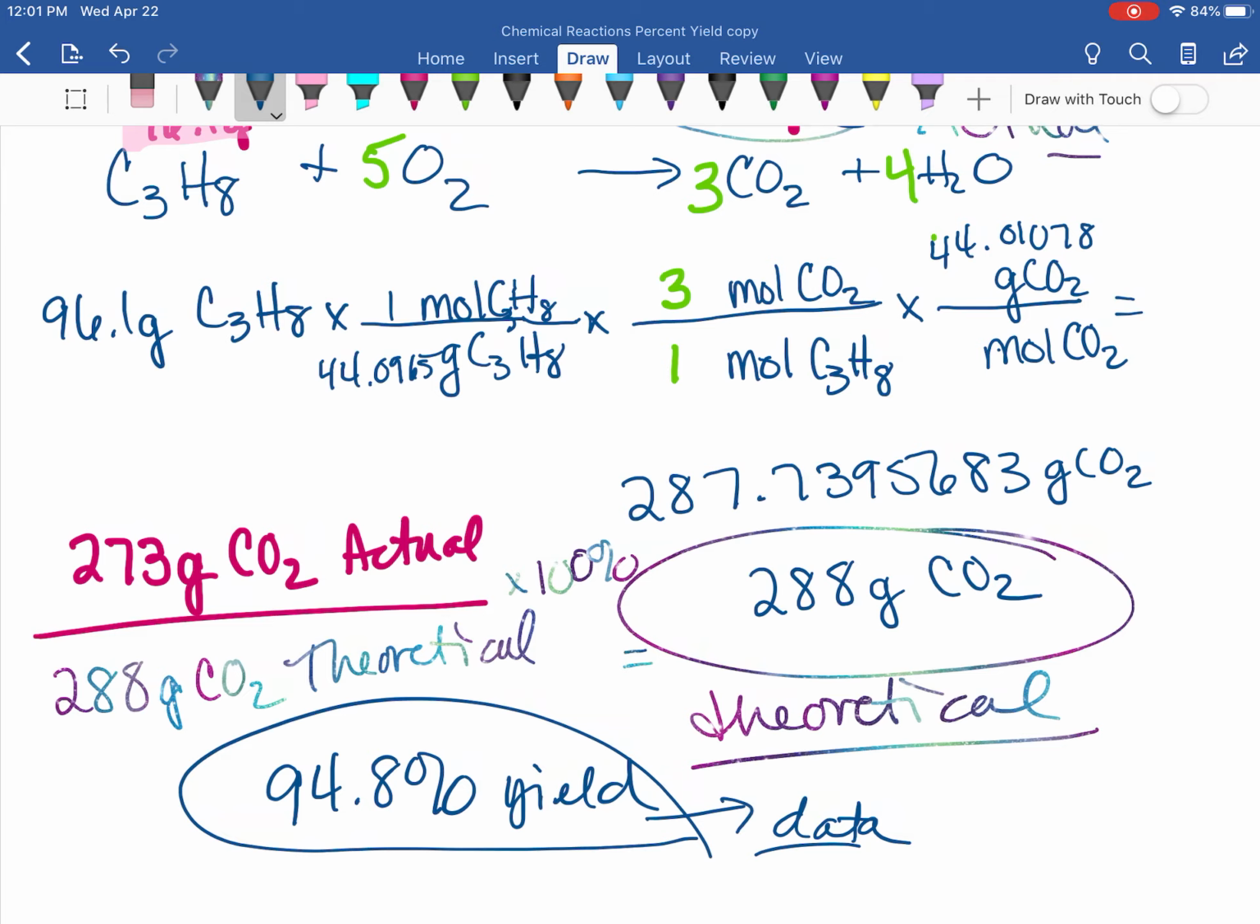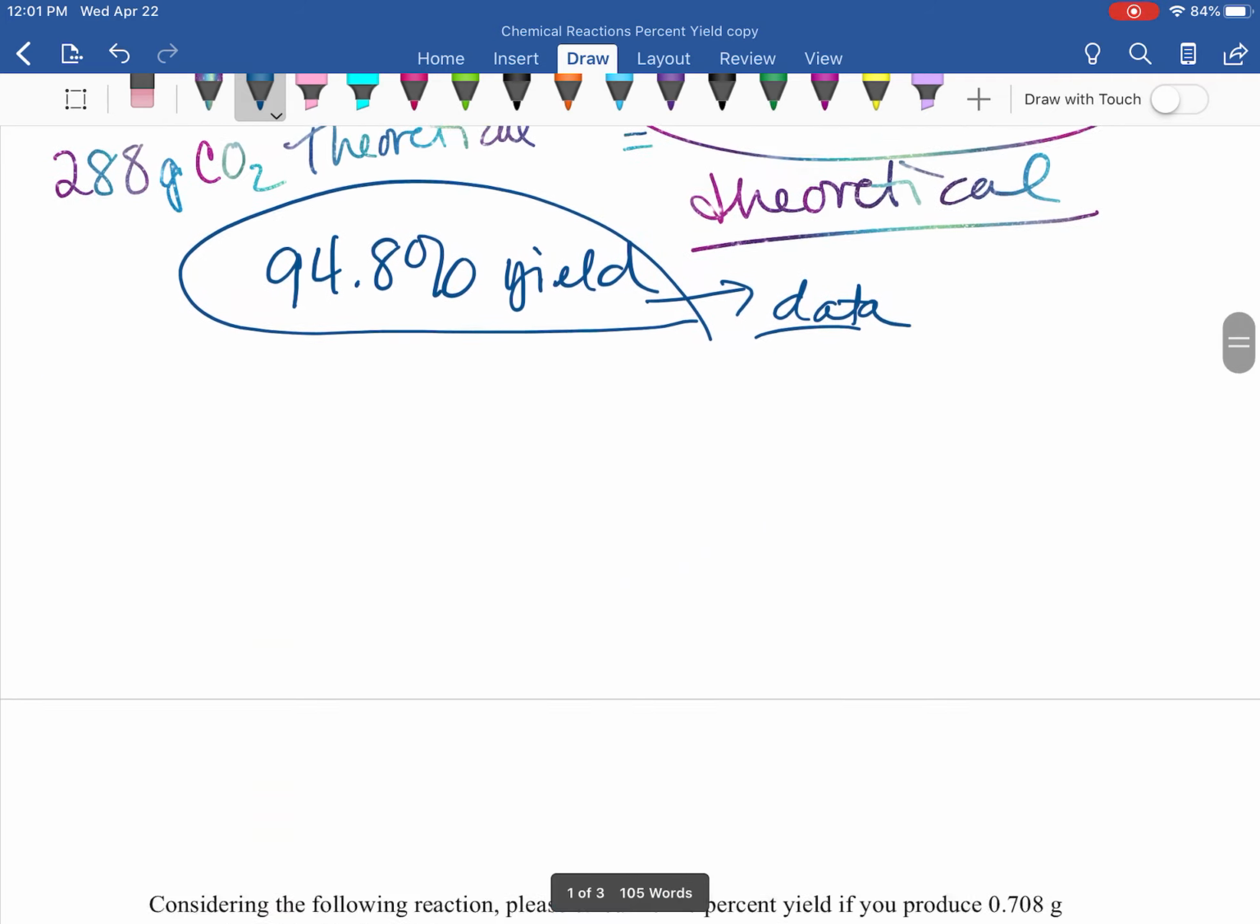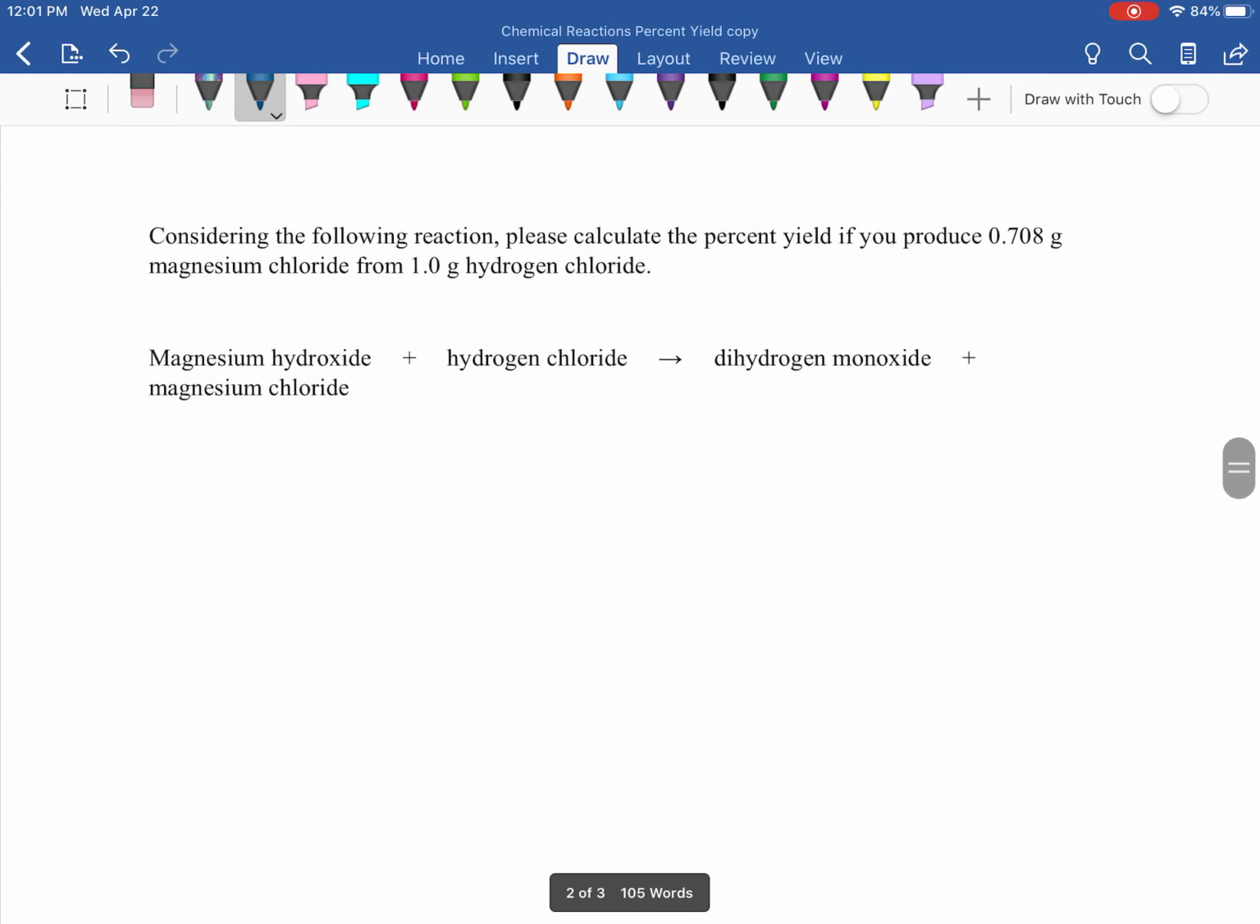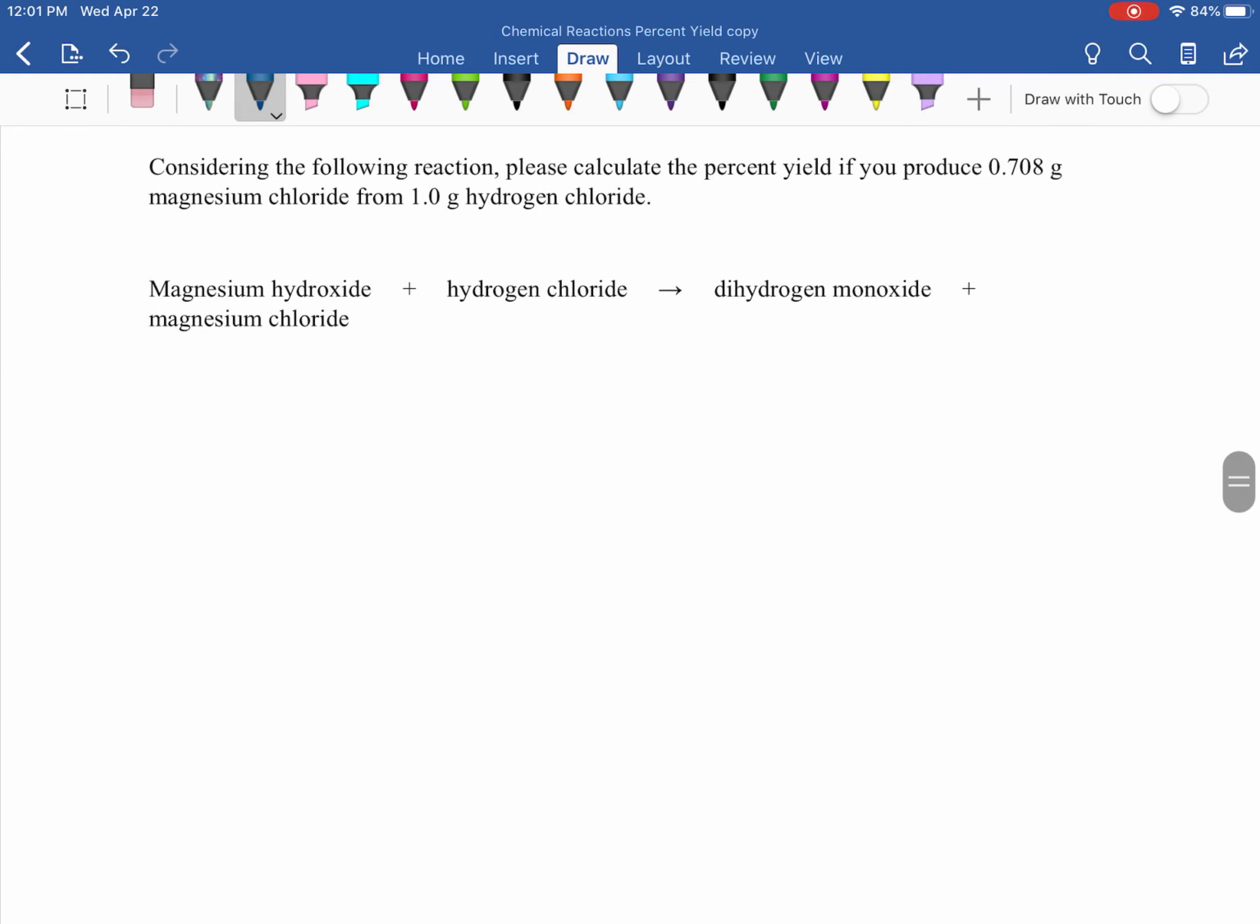Now, can you figure out this percent yield? Is that something you can guess or you can predict? Heck no. That is up to Mother Nature. This has to come from data. Okay, I love it. Should we try another one? Yay, this is so much fun. Of course we will. All right, let's take a look at this one.